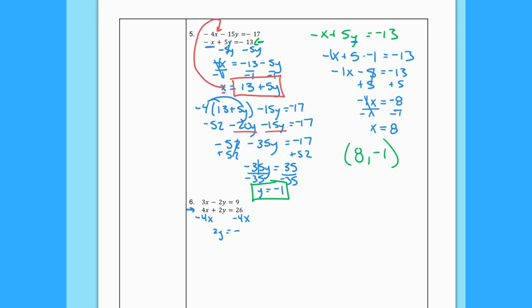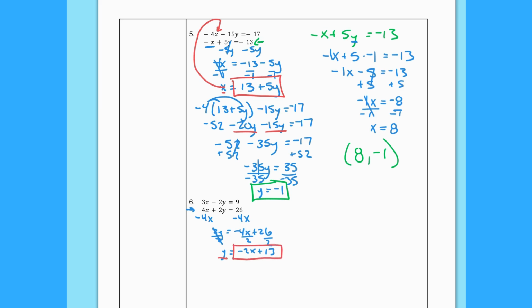2y is equal to negative 4x plus 26, or if you want to say 26 minus 4x, it doesn't make a difference. And then we're going to divide everything by 2. This is why I like this one, because I knew I wasn't going to get a fraction. And that's going to give me negative 2x plus 13. So now I know that y is the same thing as negative 2x plus 13.